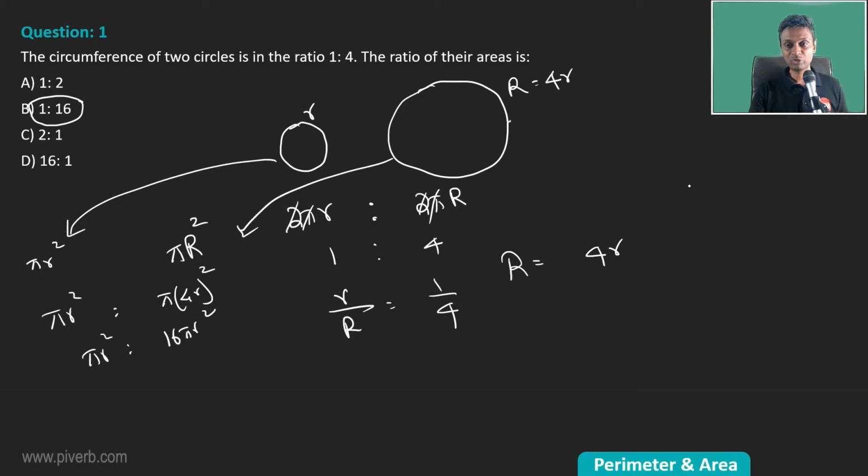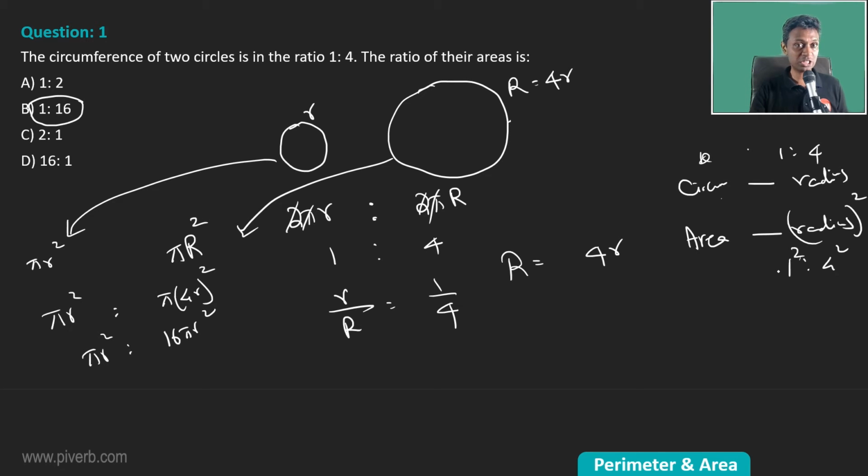Very simple idea. Circumference is linked to radius. Area is linked to radius square. Keep this in mind. So if this ratio is 1:2, this ratio will be 1 square is to 2 square, or 1:4. If the radius ratio is 1:4, the area ratio will be 1 square is to 4 square, 1:16.